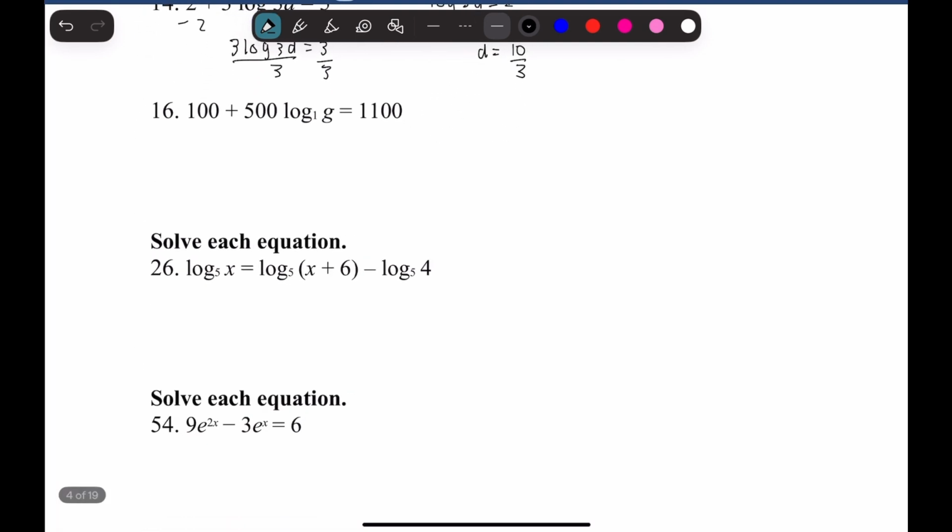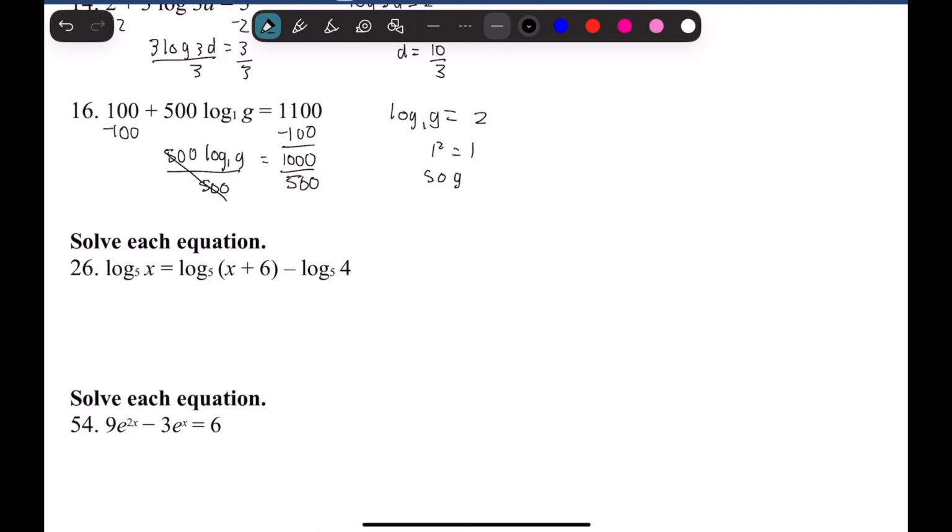So now we have 100 plus 500 log base 1 of g is equal to 1100. So what are we going to do? We're going to subtract both sides by 100. Then you're left with 500 log base 1 of g is equal to 1000. So again, divide both sides by 500. Then you have log base 1 of g is going to equal 2. So then now we can write this as 1 to the power of 2 is equal to g. So g could equal 1.